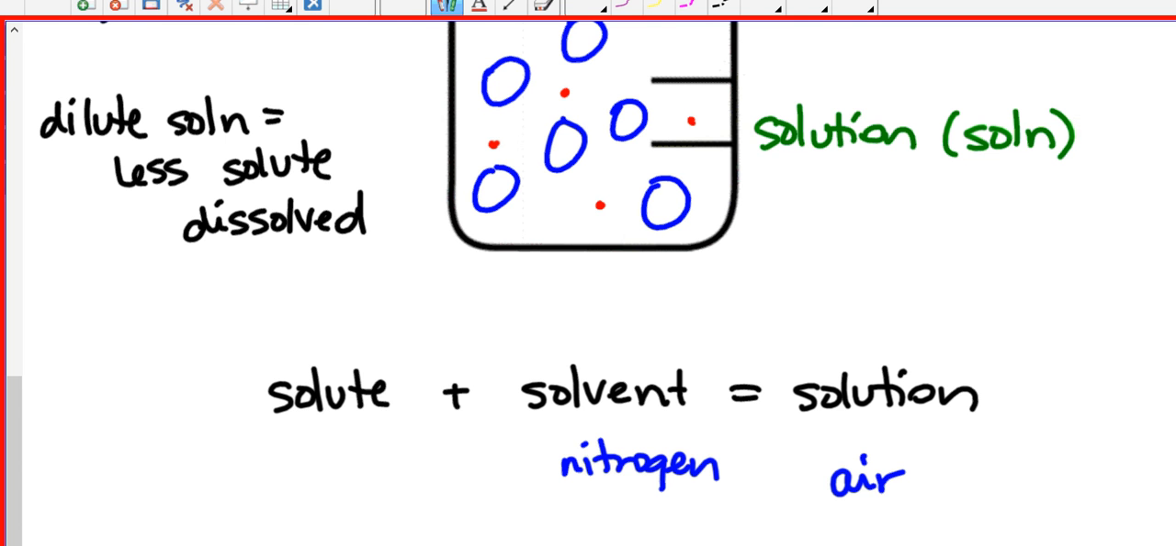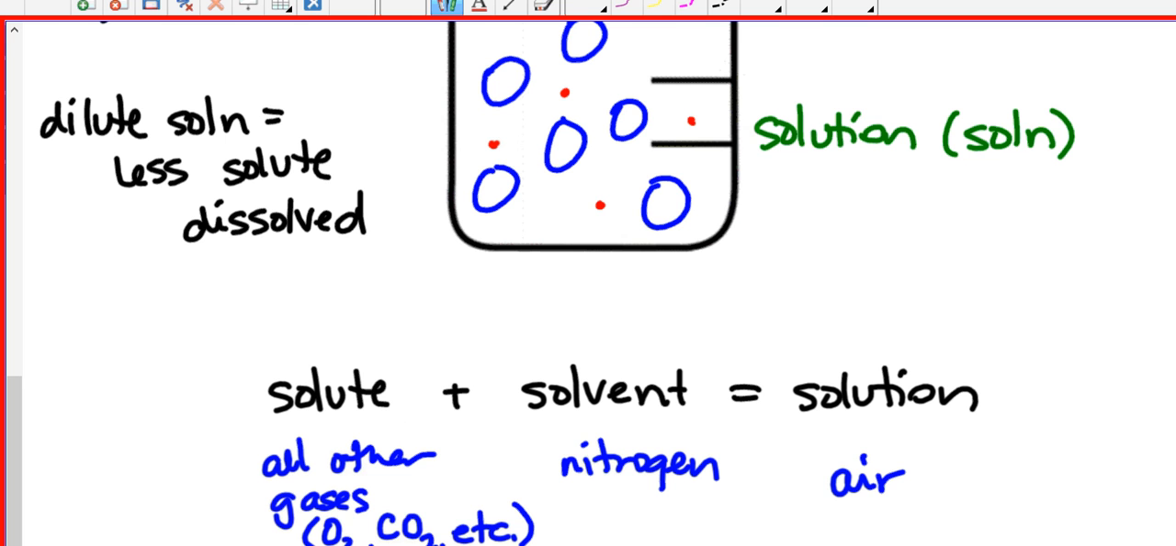And now there's actually quite a few solutes. It's any other type of gas or particle in the air. So I'm going to write all other gases. This would be like O2, thankfully. This would be our CO2. Hopefully not things like carbon monoxide, CO, things like that. But any other gas is in a smaller amount than nitrogen. So anything else is a solute.